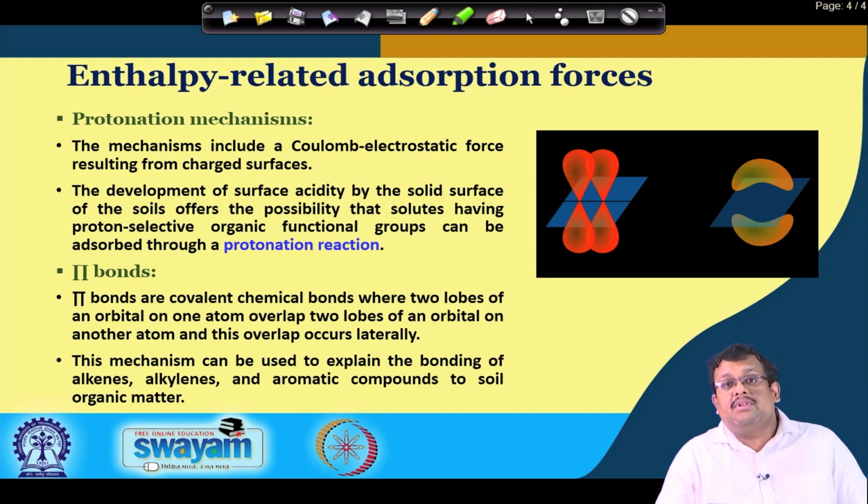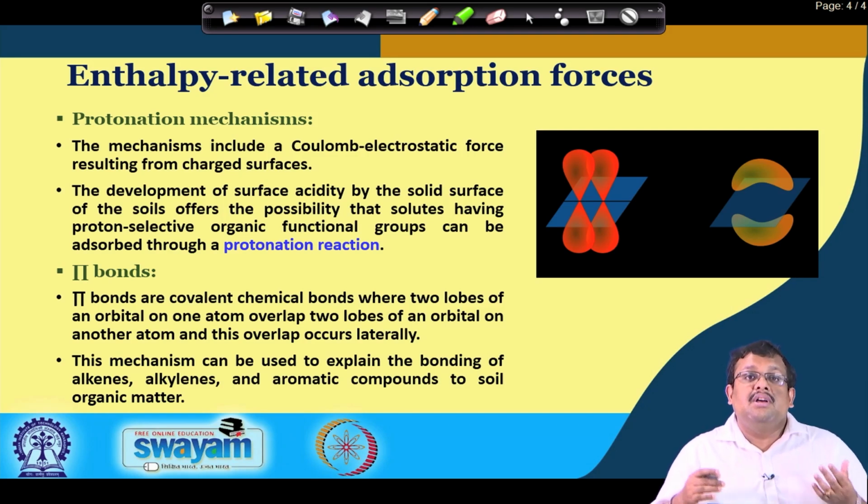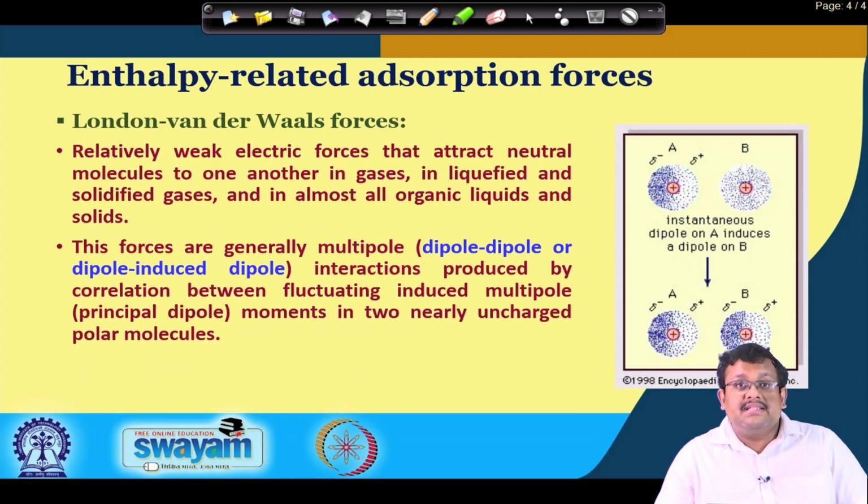We also talked about the pi bond. Remember, pi bonds are covalent chemical bonds where two lobes of an orbital on one atom overlap with two lobes of an orbital on another atom, and this overlap occurs laterally. So, this pi bond we have discussed, and then we discussed the London van der Waals forces.